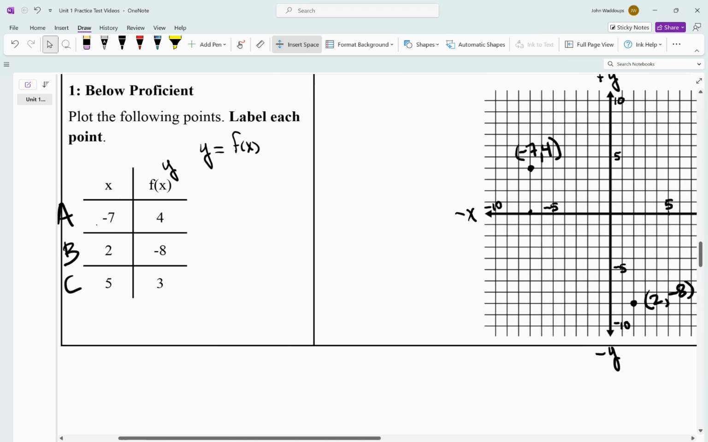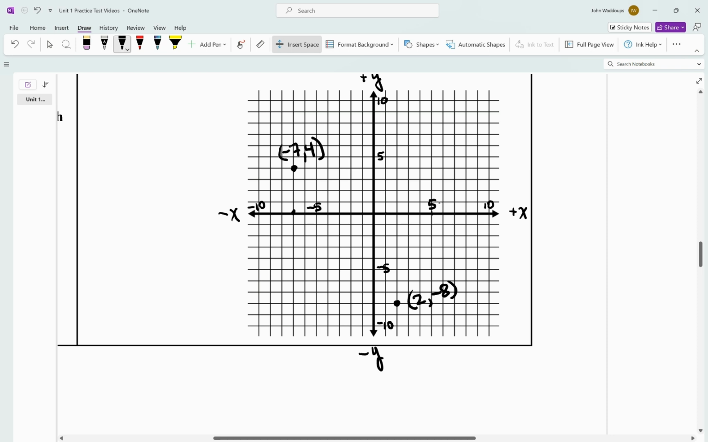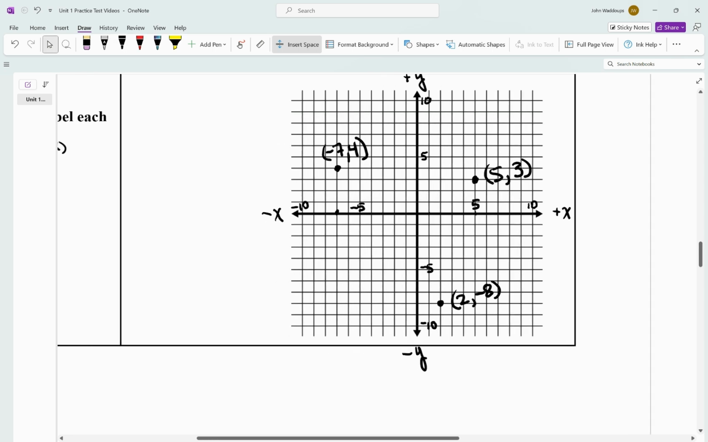And then finally, we've got 5, 3. So we go over to 5, and then we go up 3, and we make a point. And that is the point that is 5 to the right, and then 3 up. And that's how you do it.